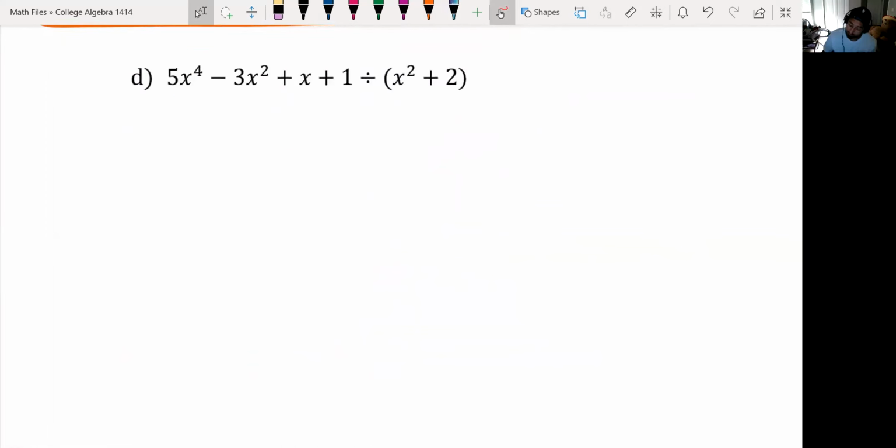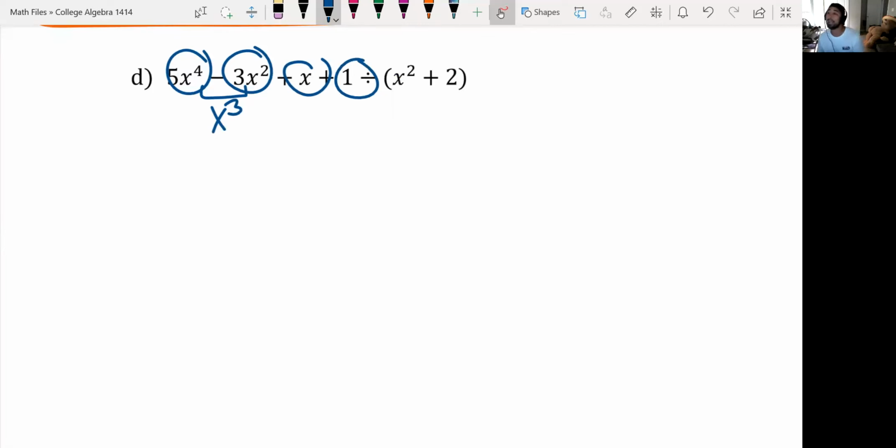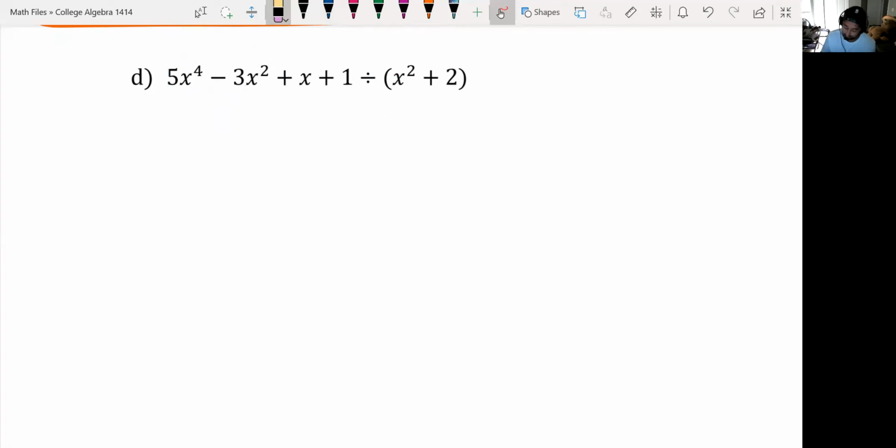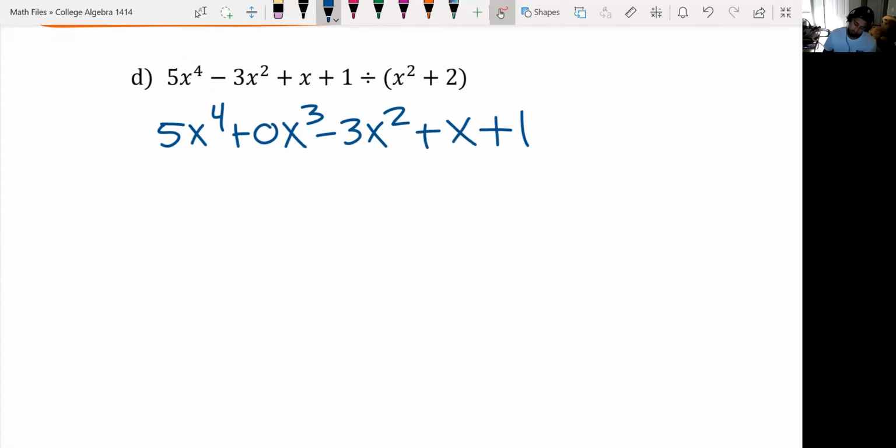Okay. Again, right? We're missing x cubed. You have 4, 3, 2, 1, 0. So all we're missing here is x cubed. So account for x cubed. 4, 3, 2, 1, 0. And we're ready to go. All powers are accounted for. Set up.